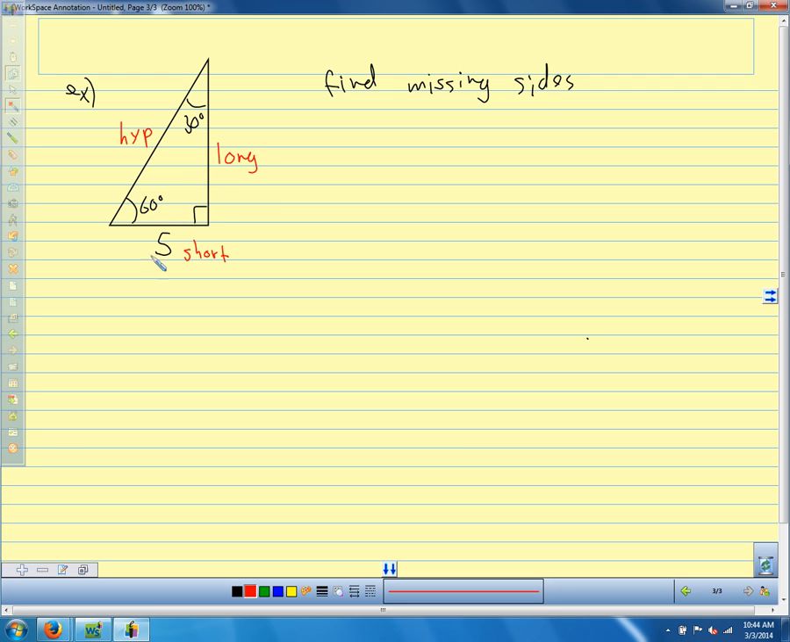All right, so let's do the easy one first. To go from the short to the hypotenuse, what do we do? Multiply by 2. So the hypotenuse equals 5 times 2, or 10. And to go from the short to the long, multiply by the square root of 3. So the long side is 5 square root of 3. And I'm done.